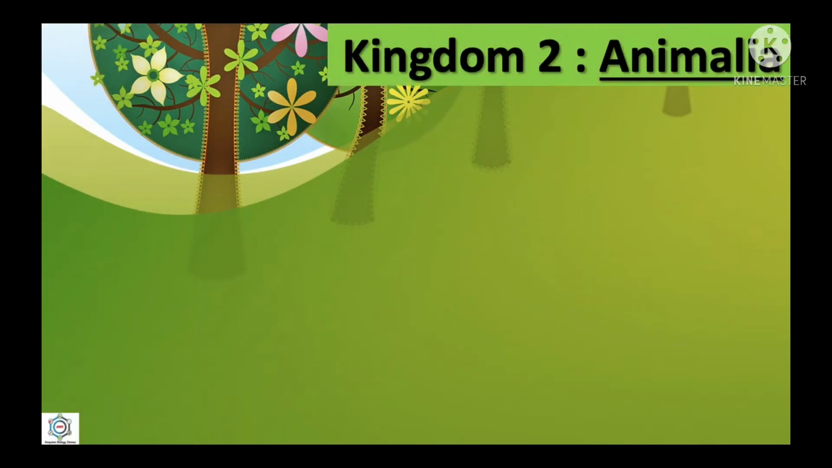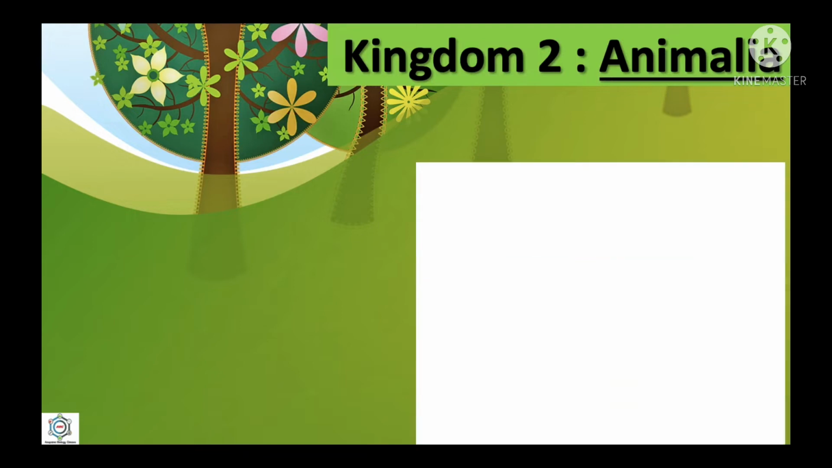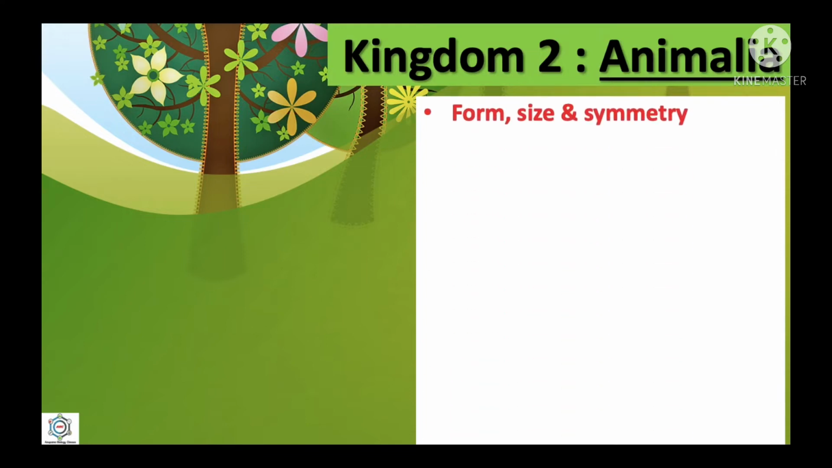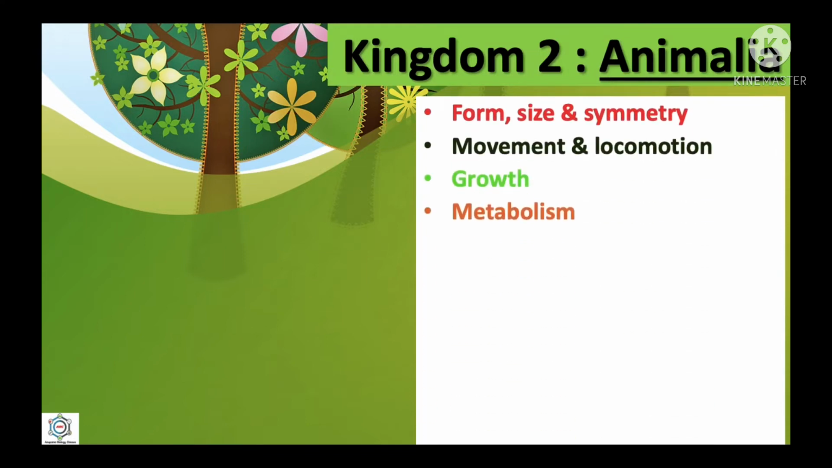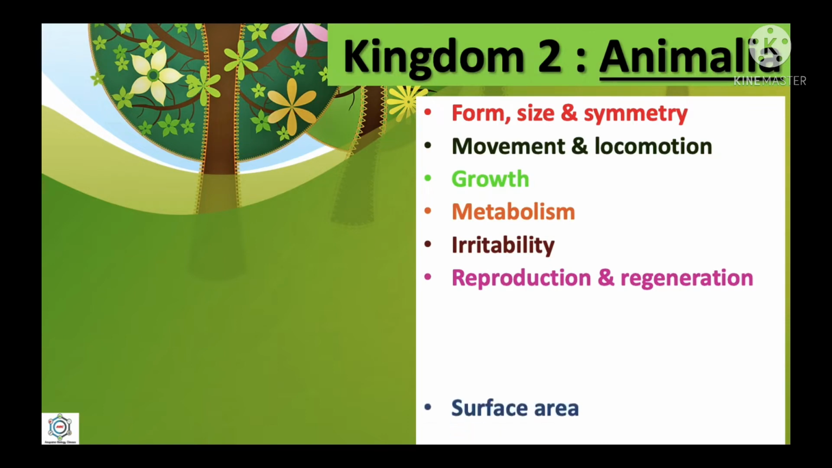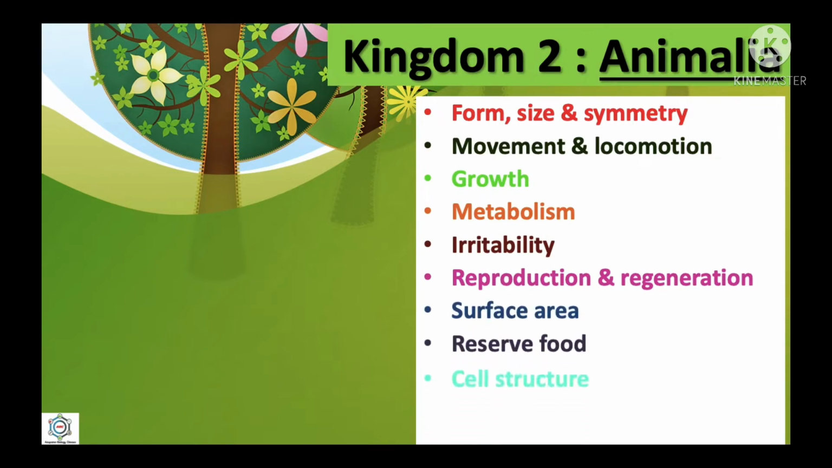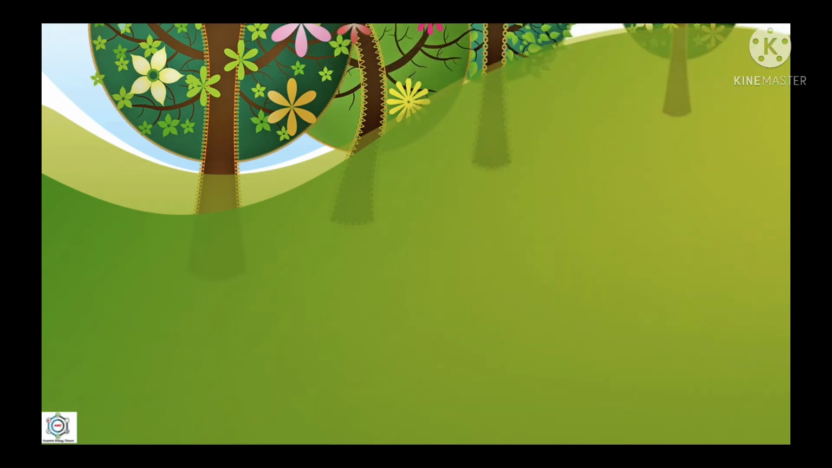After this, the second kingdom, which is Animalia. The original animal kingdom includes protozoans, sponges, jellyfishes, worms, insects, crabs, centipedes, millipedes, spiders, snails, starfish, sharks, bony fishes, frogs, lizards, birds and mammals. The animals have the following general characters: form, size and symmetry, movement and locomotion, growth, metabolism, irritability, reproduction and regeneration, surface area, reserve food, cell structure and cell function. We will see each and every part here.